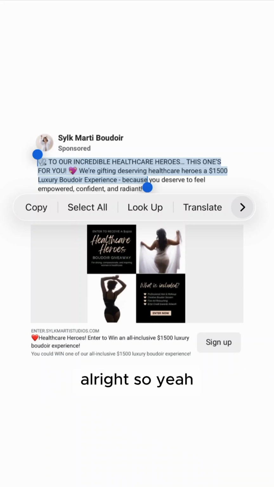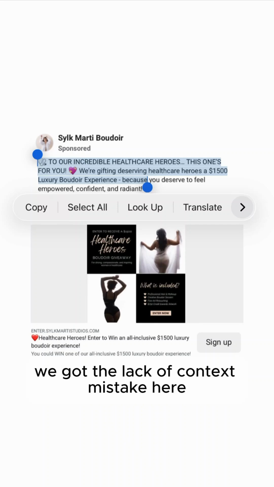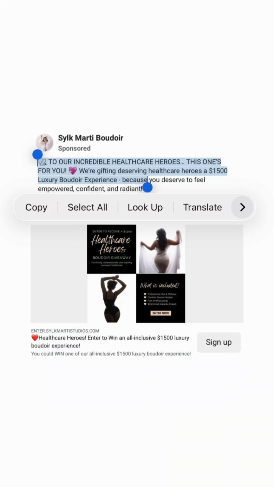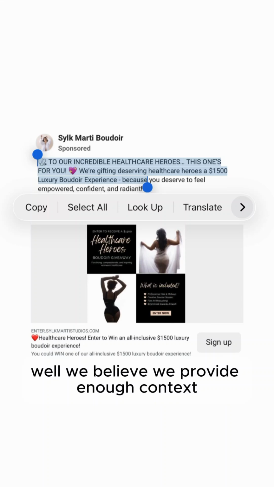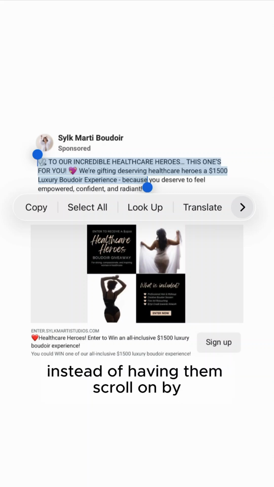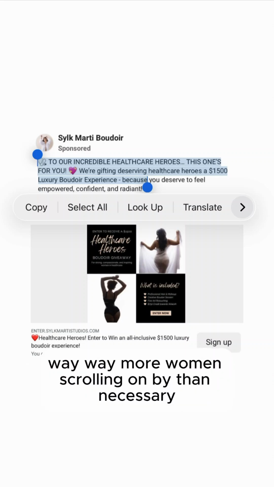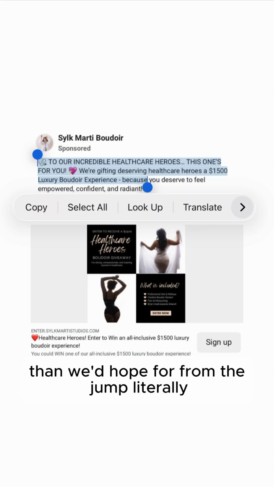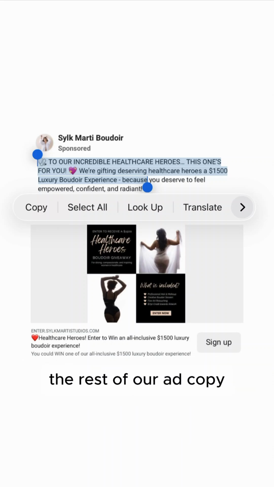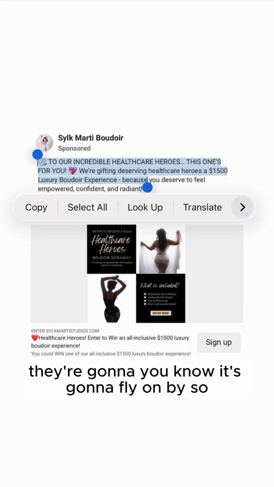All right, so yeah, we got the lack of context mistake here. So the false belief causing us to make this mistake is, well, we believe we provide enough context to have the right people click in instead of having them scroll on by. Well, the consequences are we actually have way, way, way more women scrolling on by than necessary than we had hoped for from the jump. Literally from the jump, they ain't gonna read any more of our ad. After the see more, the rest of our ad copy, they're gonna fly on by.